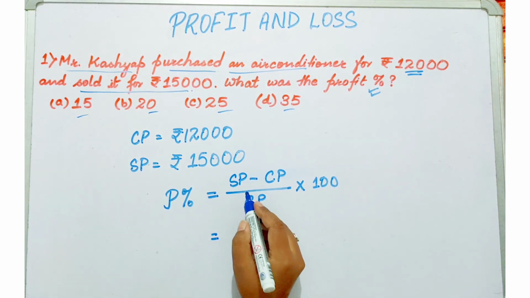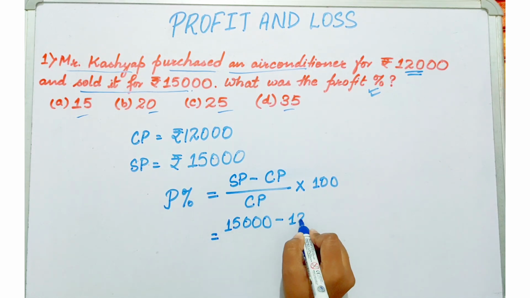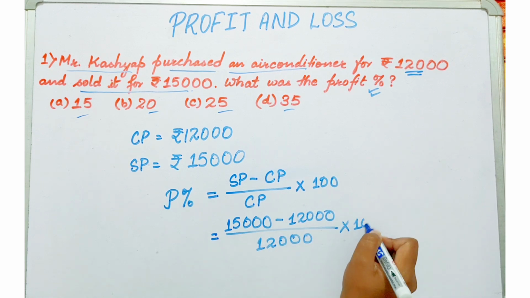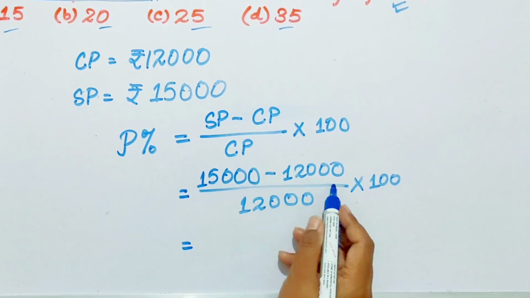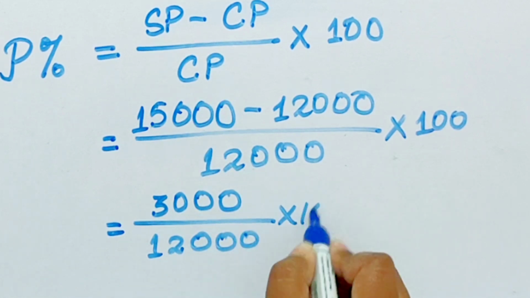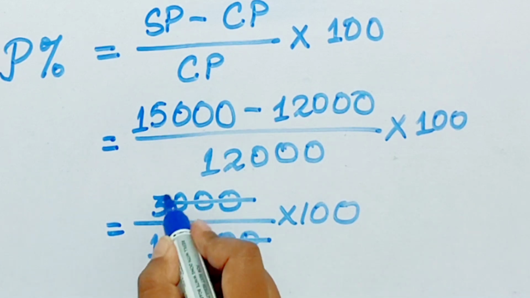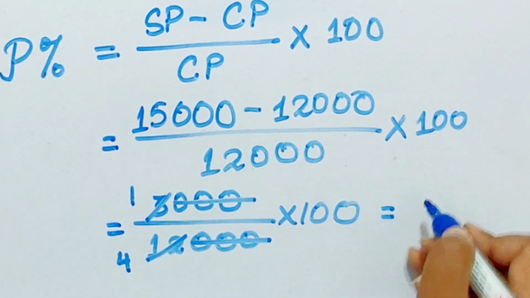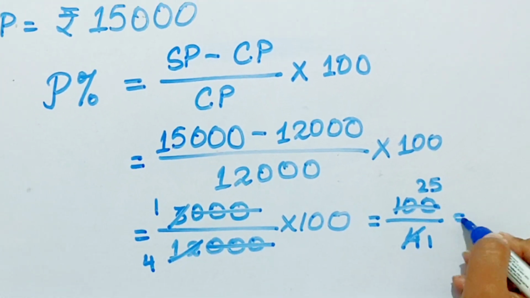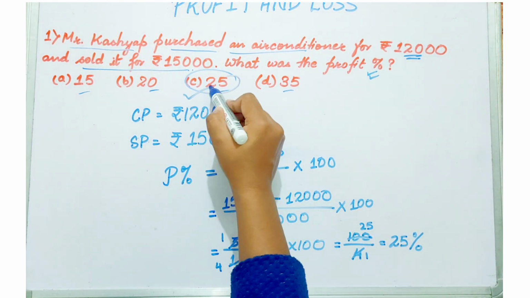Okay, so let us do that. Selling price was 15,000 minus cost price 12,000 divided by cost price again into 100, which is 15,000 minus 12,000 is 3,000 divided by 12,000 into 100. Now 3 zeros in the numerator, 3 zeros in the denominator. We can cancel them. 3 ones are 3, 3 fours are 12. So the answer is 100 divided by 4, which is 25, since 4 into 25 is 100. That means it is 25%. So as we can see, option C is the right answer.